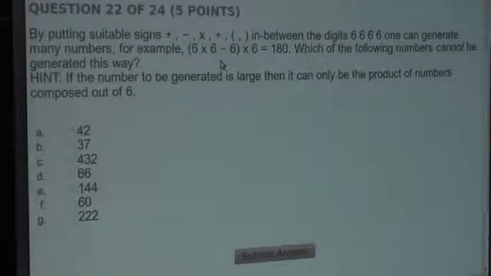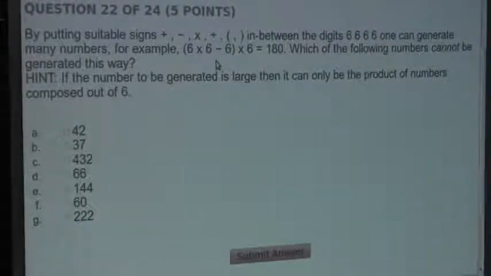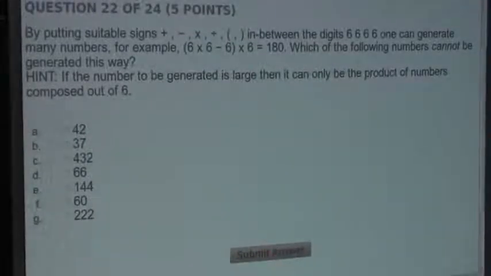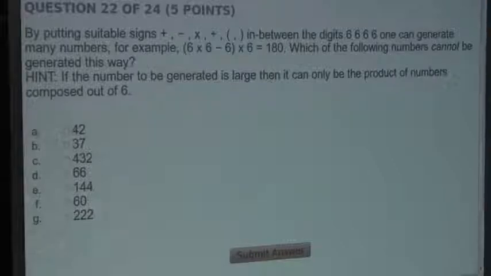the digits 6666, one can generate many numbers. For example, in brackets 6 times 6 minus 6, closing bracket, times 6 equals 180. Which of the following numbers cannot be generated this way? Hint: if the number to be generated is large, then it can only be the product of numbers composed out of 6.